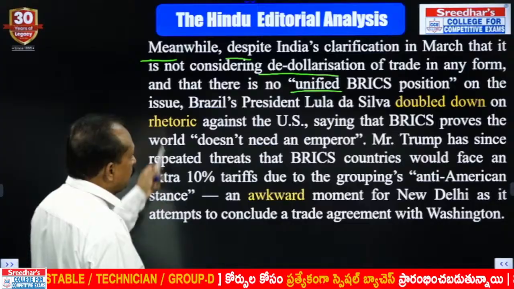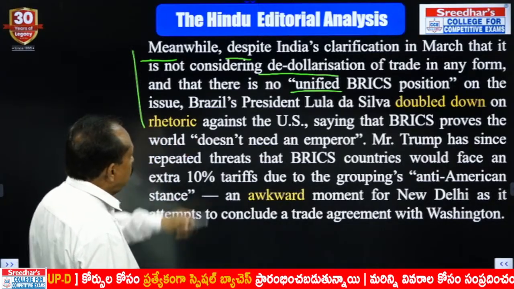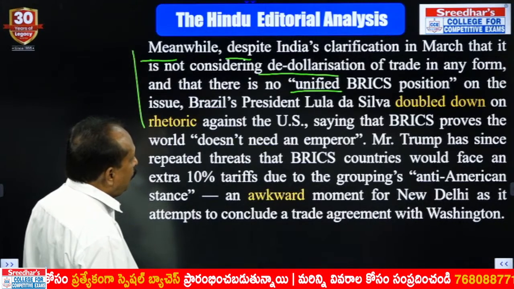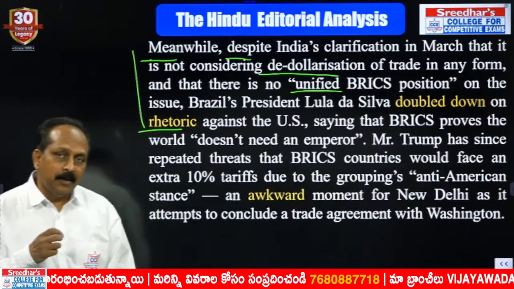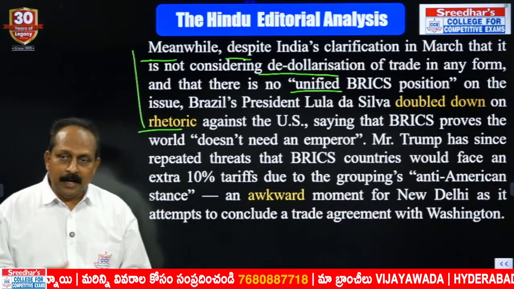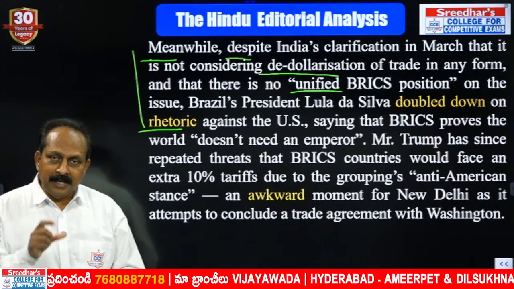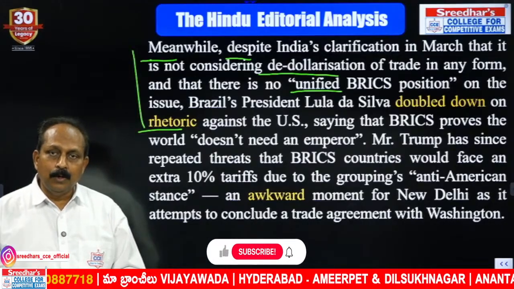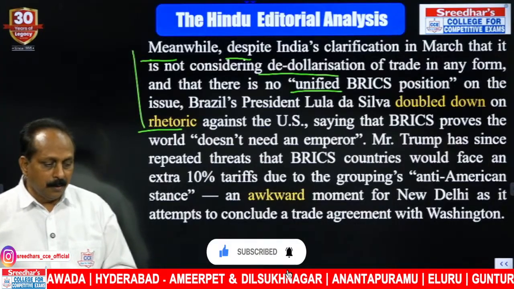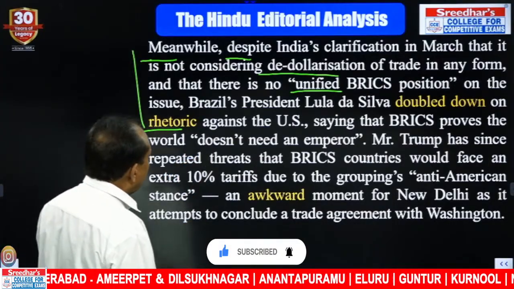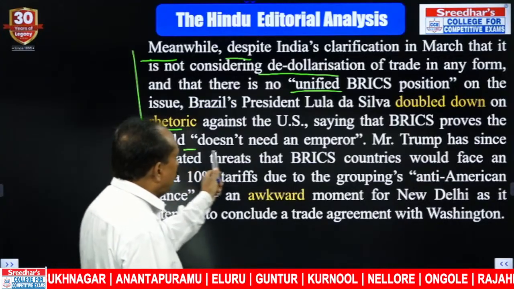On the issue, that means this dollar issue, in spite of those two things, Brazil's President Lula da Silva doubled down, reinforced on rhetoric. He strengthened the rhetoric. Rhetoric means what? Political leaders, when they address the crowds, the masses, use stereotype or standard expressions, cliches to sway the crowd, to influence the crowd, to persuade the crowd. That is known as rhetoric. What is that rhetoric? Against the US, saying that BRICS proves the world does not need an emperor.